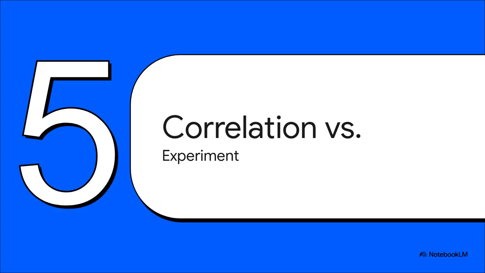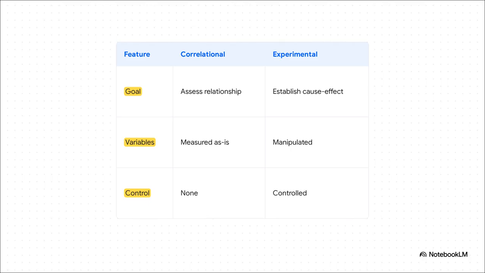So you might be thinking, okay, if correlation can't prove cause and effect, then what can? And that's a great question. That's where a totally different approach comes into play: experimental research. Getting the difference between these two is what separates the casual observer from a really sharp, critical thinker. This table breaks it down really nicely.